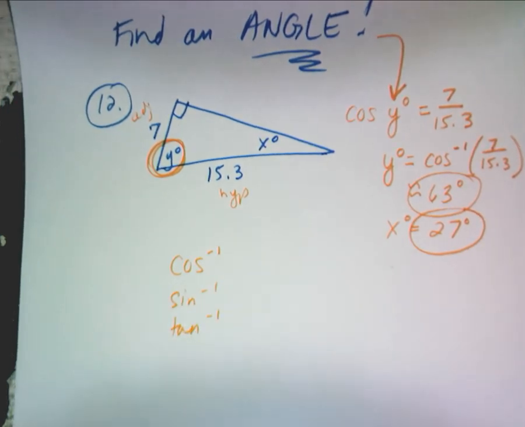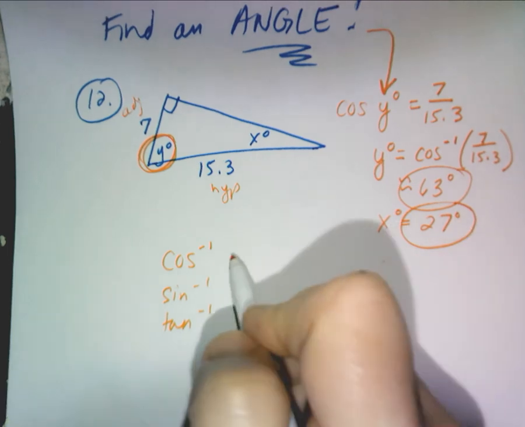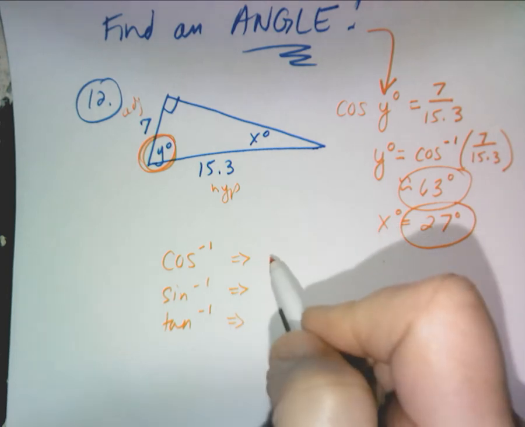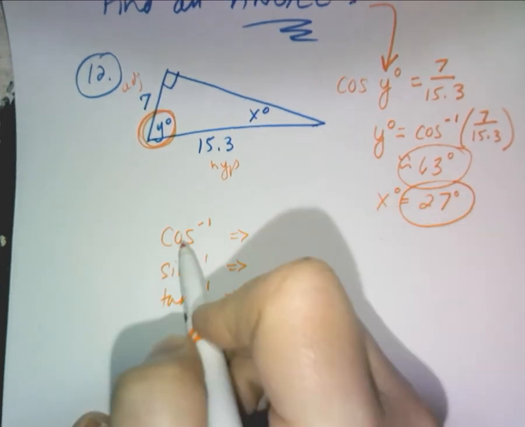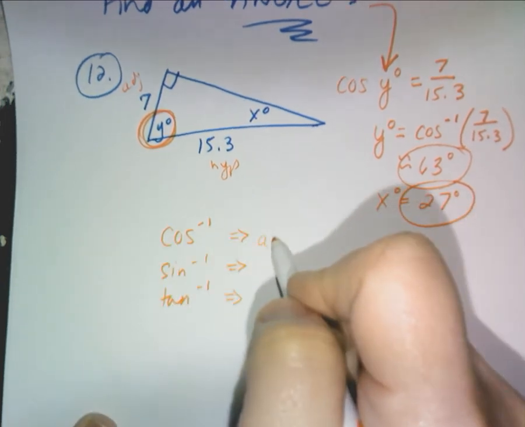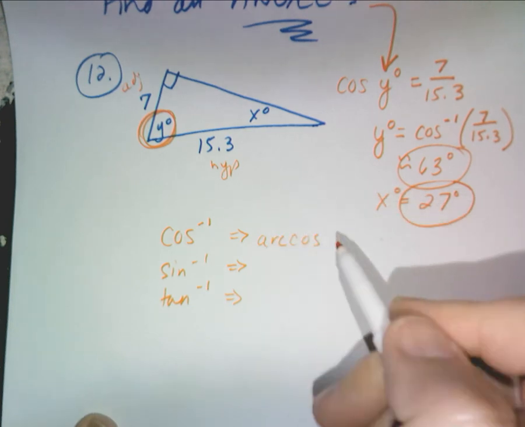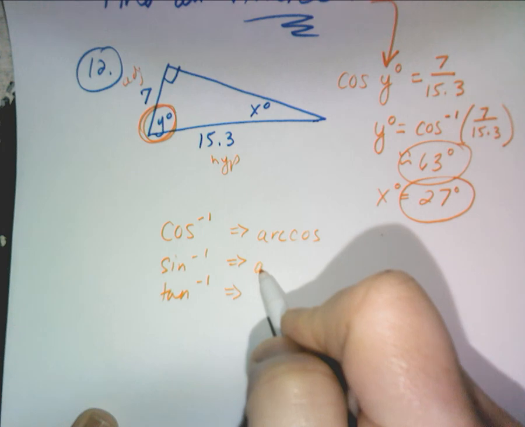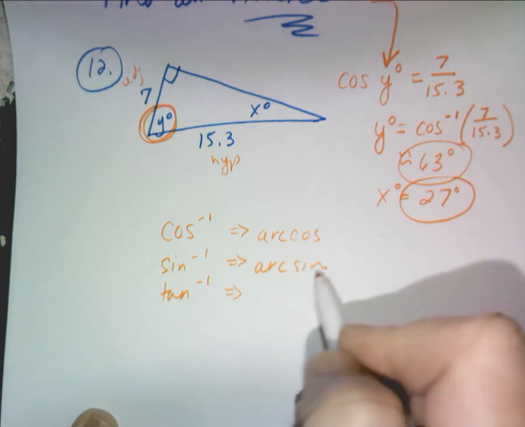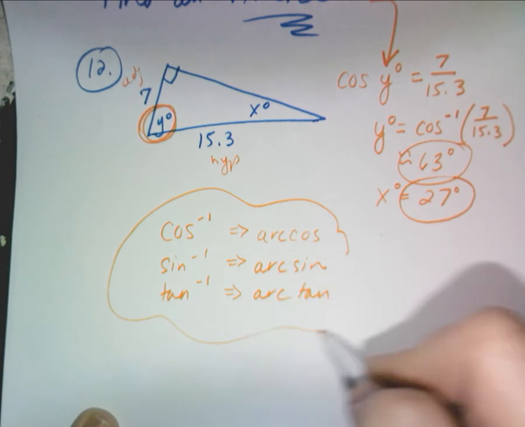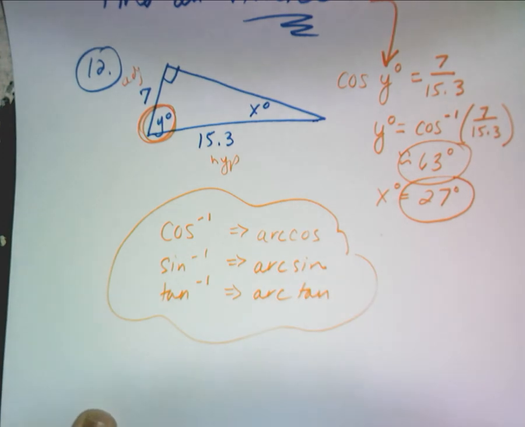All they do is help you find an angle. That's all they can do. But there are other names for them, and I would like you to write this down. This is the last thing, because if you see this on ACTs or SATs, inverse cosine is also known as arc cosine, ARCCOS, that's what they write. Inverse sine is known as arc sine, and inverse tan is known as arctan. Just know that. Keep that in your head.